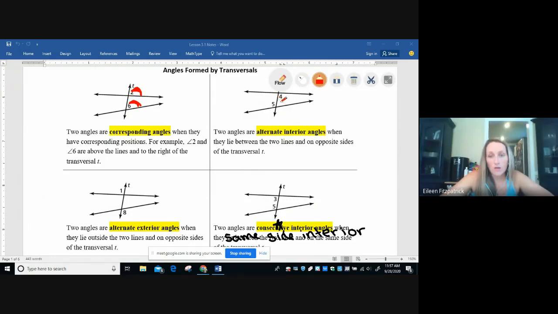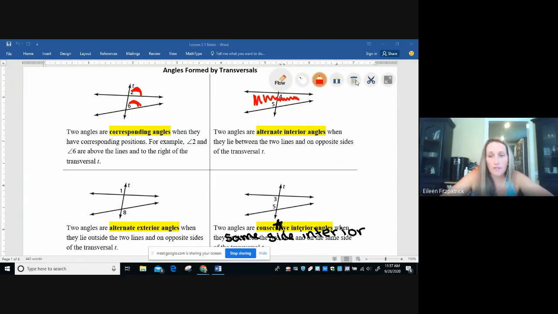So you see angle 4 and angle 5 are both in the interior space. This space right here is what we refer to as the interior space, and then the exterior is outside of those two lines. So these two angles are interior angles, and they're on opposite sides of the transversal. Okay, so they're alternate interior.